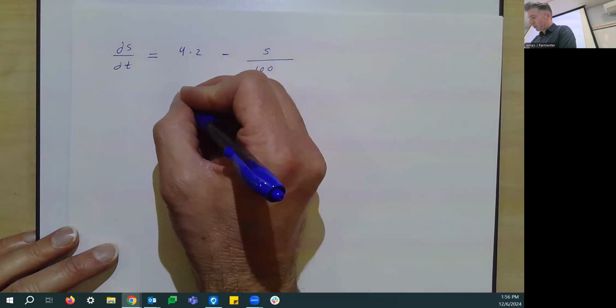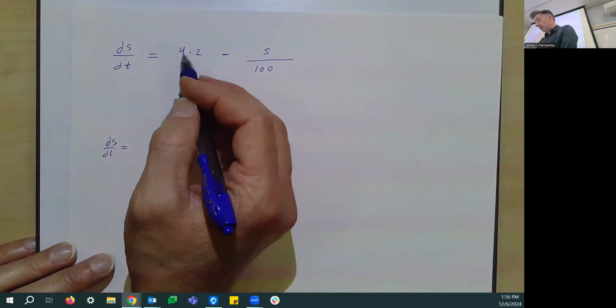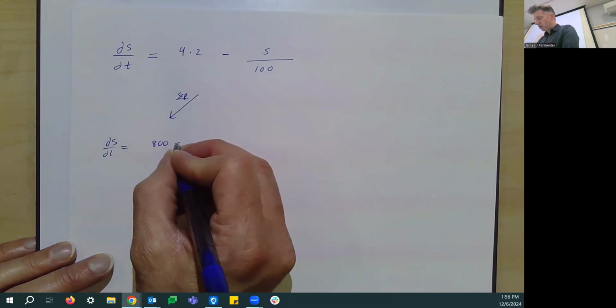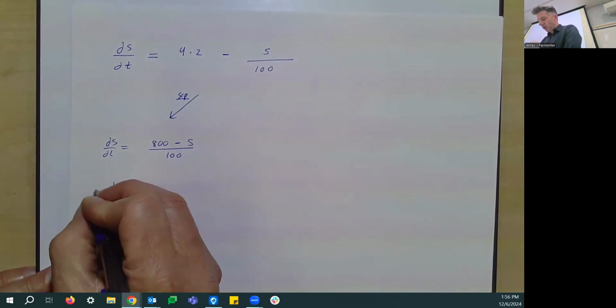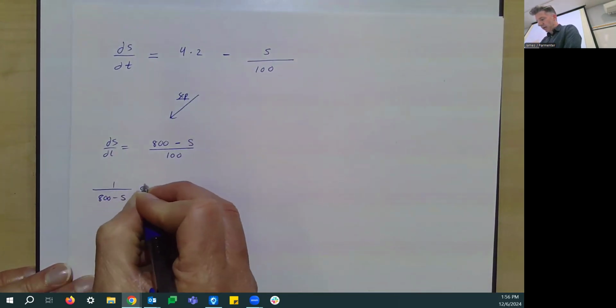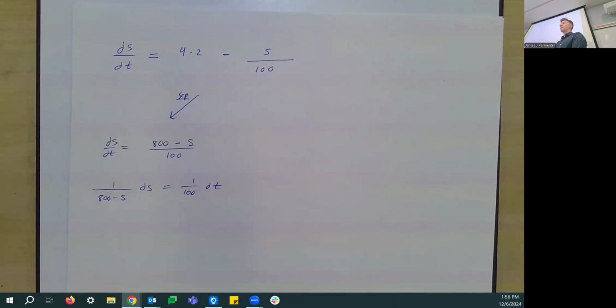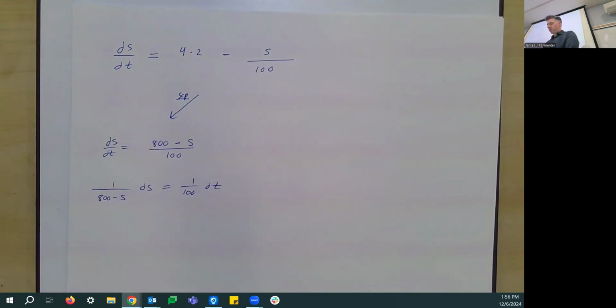If you want to do this in a separable way, here's what you should do. You should rewrite this as ds/dt equal to, I should have just written 8 here, but let's get a common denominator. Say we have 800 over 100 minus s over 100. Then you would separate by saying 1 over 800 minus s ds equals 1 over 100 dt. Integrate both sides, solve for s, and so on and so forth. But it's not so nice because solving for s here, you're integrating this, you're going to get the negative natural log of 800 minus s, and then you have to bring the negative over and exponentiate both sides and all that stuff. So not my favorite.